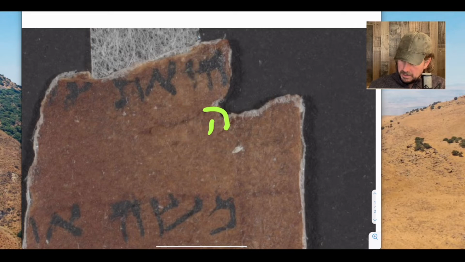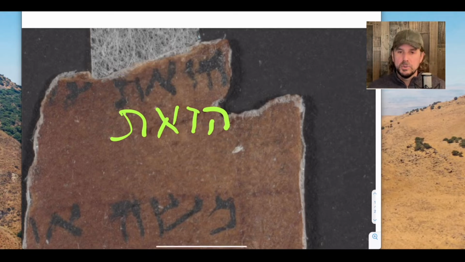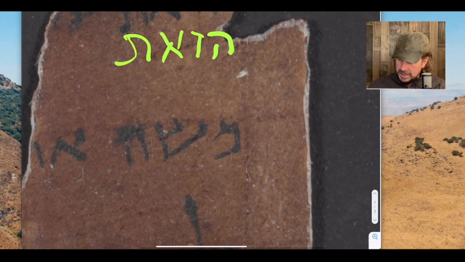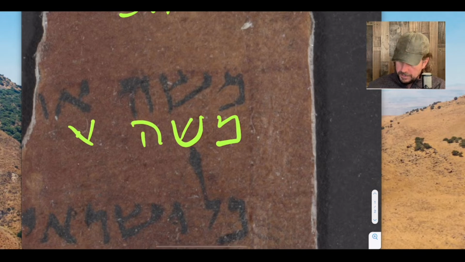Maybe not this long. And then we have another Aleph. And then we have a Tav. And so that word is hazot. Hazot. So we have Hazot, we have Moshe with an Aleph, and then something.